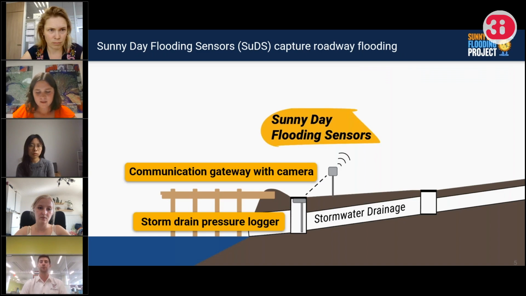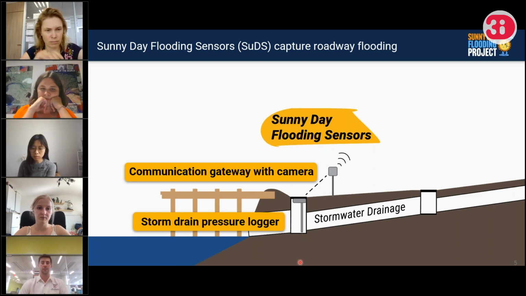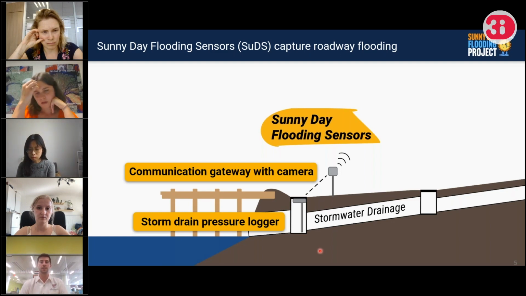I'm going to start by briefly overviewing the type of flooding that our group studies and the sensors that we use to collect data for model validation. Our group has developed a novel sensor to detect floods at roadway flooding hotspots by measuring water levels in storm drains. The Sunny Day Flooding Sensor, or SUDS for short, is a two-part sensor. A pressure logger in a storm drain records water levels at infrastructure that's prone to flooding. A communication gateway with a camera mounted near the drain captures images to validate the spatial extent of water levels.